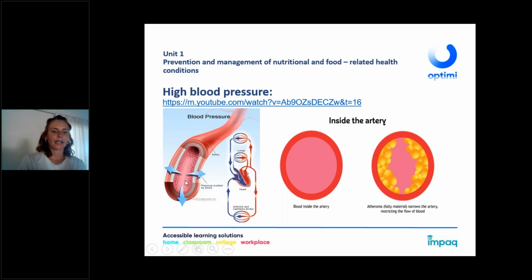You will see they say here the pressure exerted by the blood. Your veins take the pressure as your blood goes through. So it's important to know high blood pressure is when that vein is under pressure. Okay. So here's also a video, a link that I placed in, that explains this process very nicely.